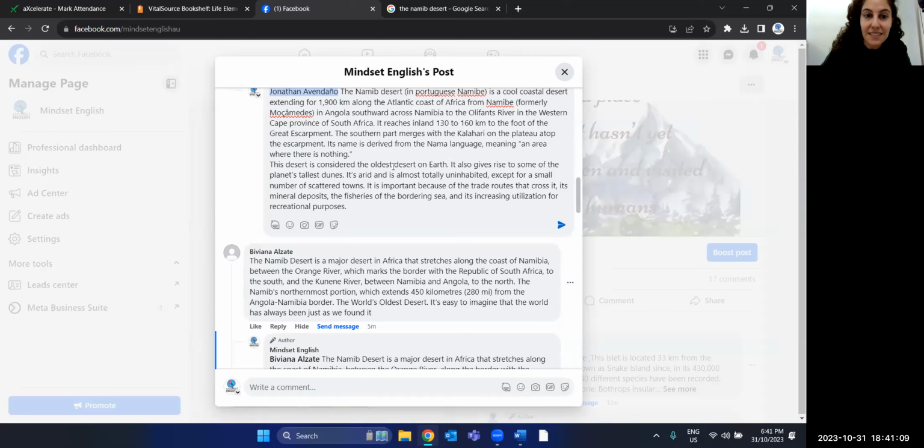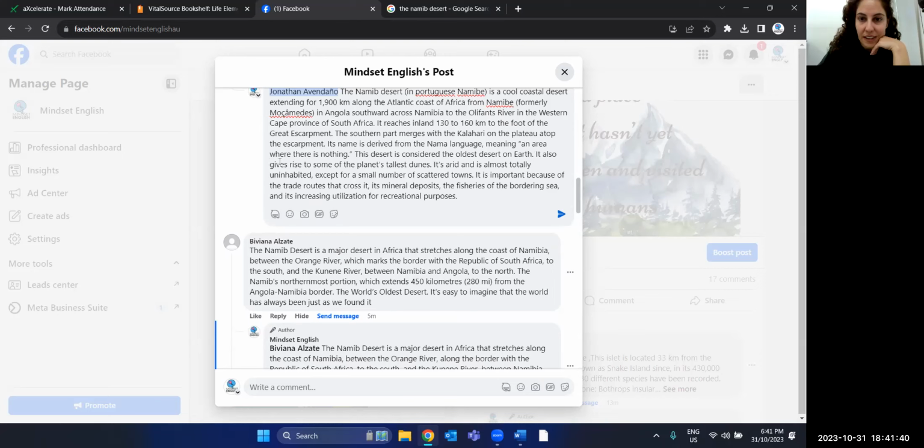It also gives rise to some of the planet's tallest dunes, those high desert mountains. It's arid and it's almost totally uninhabited, except for a small number of scattered towns, a few towns around the area.